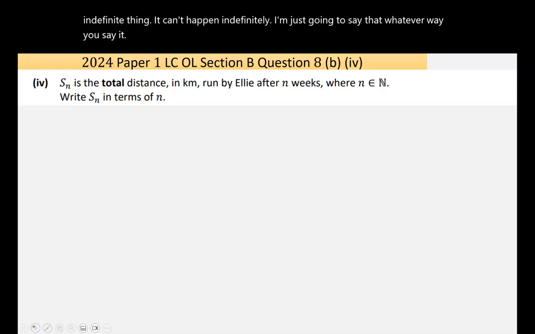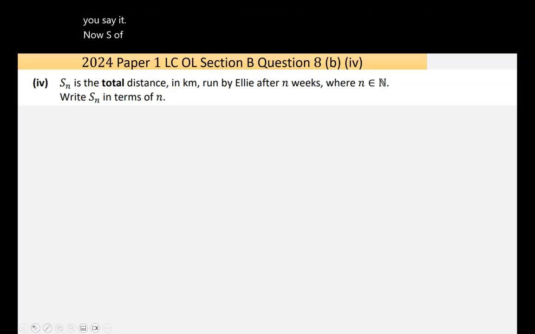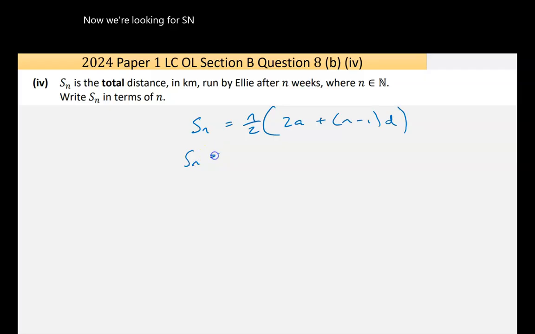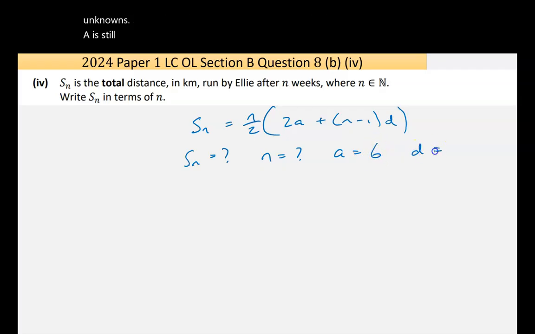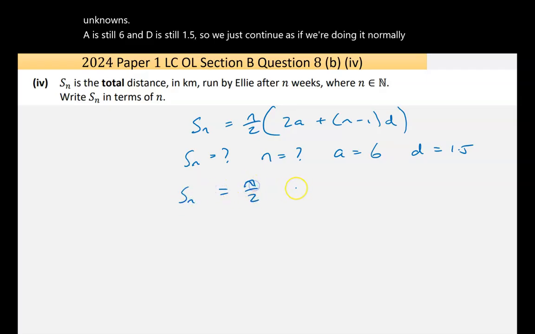Now, S of n, this formula is given to us, so let's just look it up. Now we're looking for S of n. Okay, so that's one of our unknowns. And then they're saying after n weeks. Okay, so we can't actually solve this because there's 2 unknowns. A is still 6 and d is still 1.5. So we just continue as if we're doing it normally. Okay, that's supposed to be an n.